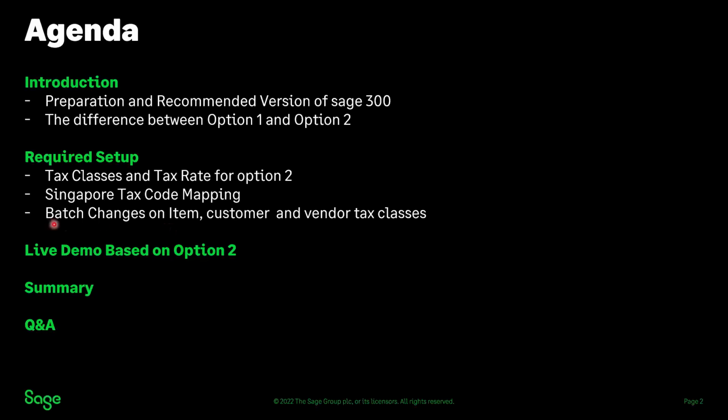So we will teach you how you can do batch changes on your existing item, customer, or even vendor tax classes so that it will require less effort from your side. Then we will also have a live demo in SAGE 300, which is also based on option number 2. Just to highlight, for today's session, our demo and screenshots will be using the SAGE 300 web version. In the summary section, we will take a look back at what we have discussed so far for next year's Singapore GST rate changes. And of course, if you have questions, you may raise them during the Q&A session.